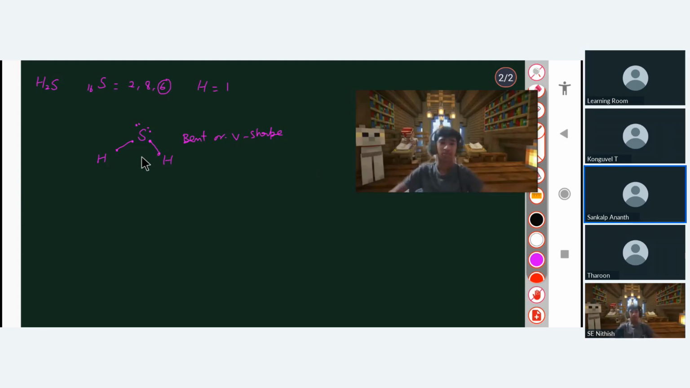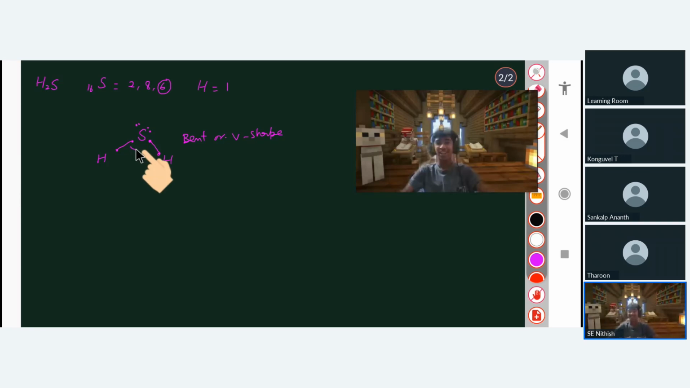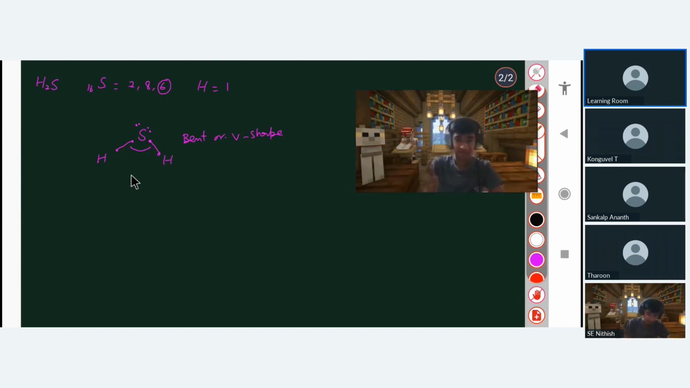It is an easy concept, so you have to remember that the angle will not be the tetrahedral angle. It will be less than that. Now, in the case of water, the angle was 104 degrees 5 minutes, but here it will not be exactly 104 degrees. The angle will be less than 104. That is, let's say 103 degrees.